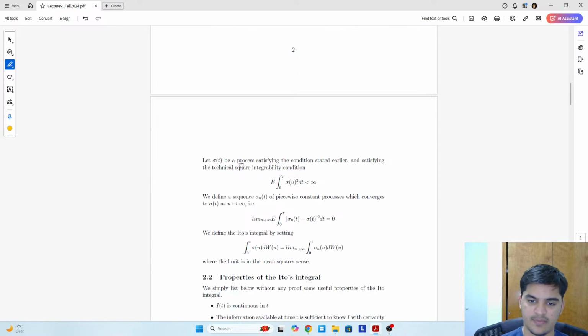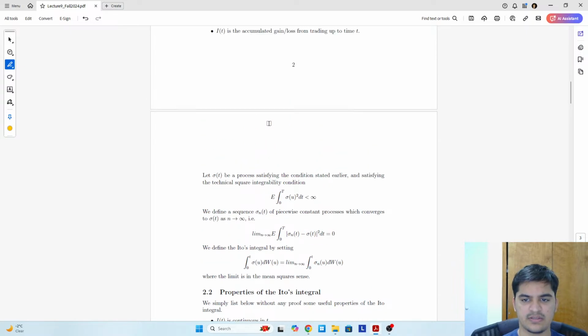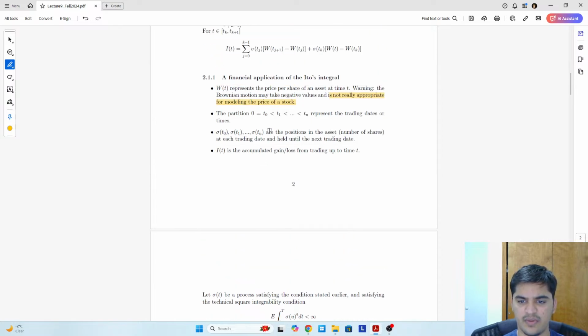Let sigma t be a process satisfying the condition stated earlier and satisfying the technical square integrability condition: E of the integral from 0 to t of sigma u squared du is less than infinity. Basically it's the evolution of the position held.